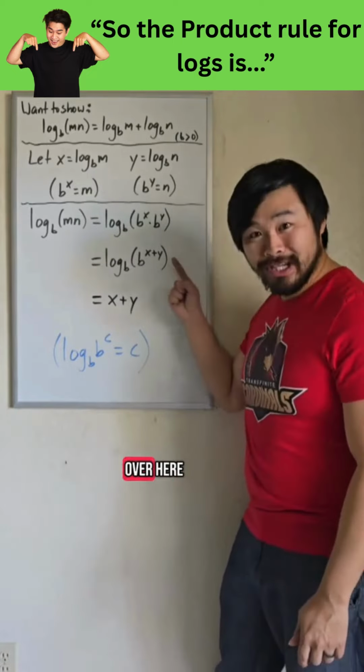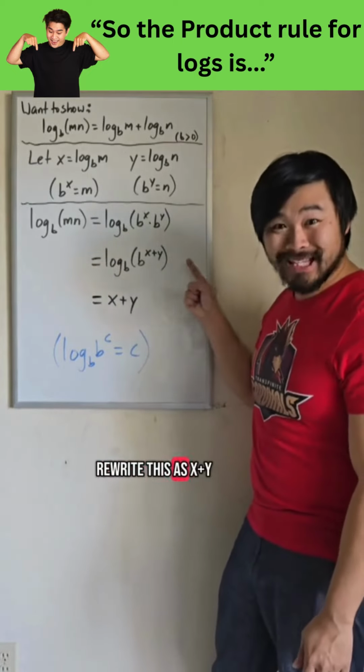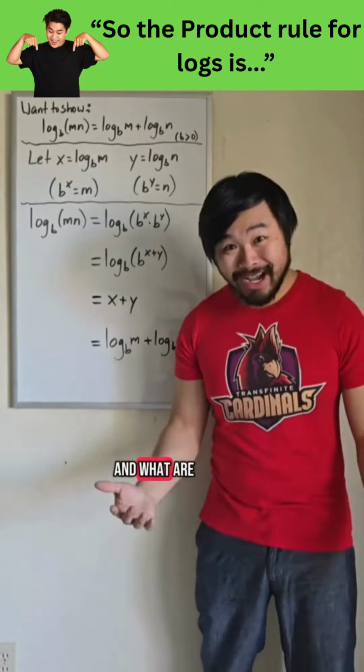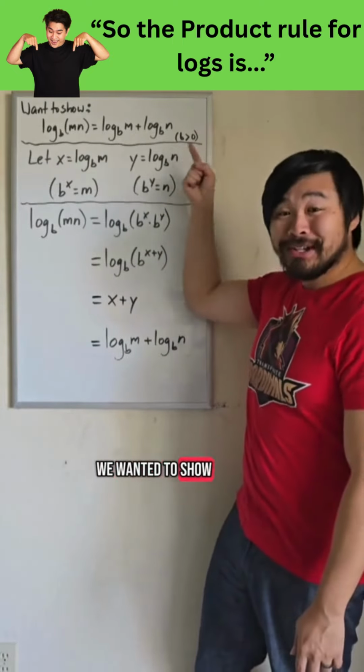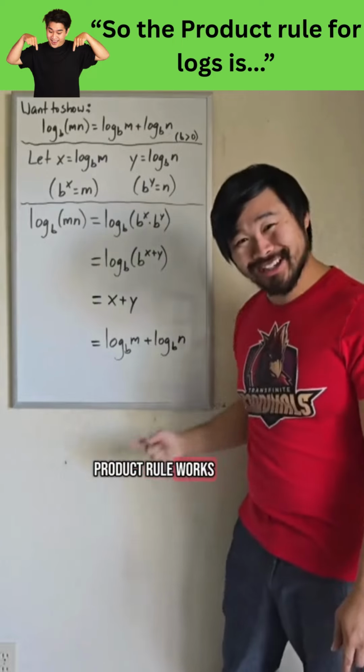Now, remember when I talked about this? Well, we're going to apply it over here, so we can rewrite this as x plus y. And what are x and y? Well, we defined them over here. So we showed what we wanted to show, so we can see why the product rule works.